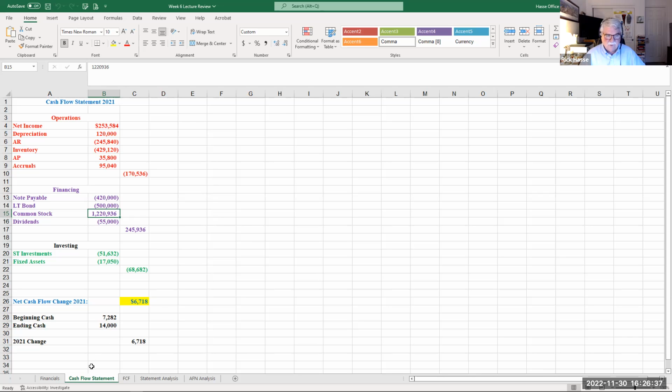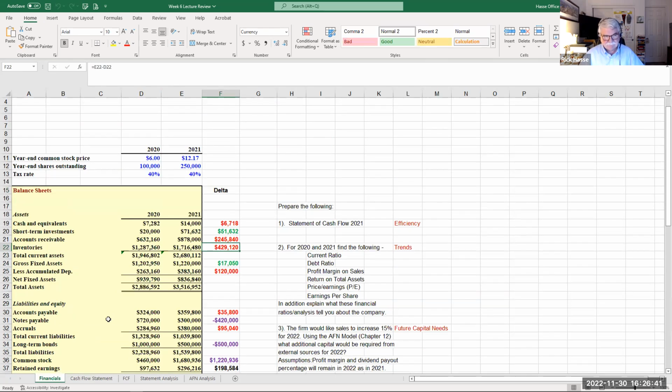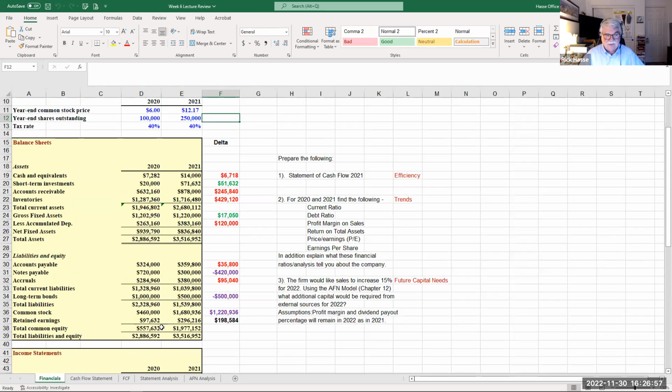And what did they do with this? Well, let's go back to the financial statements. Notice at the very top, in 2020, they had 100,000 shares of stock. In 2021, they had 250,000 shares of stock. So they increased their stock position in the market by 150,000. That generated $1.22 million of additional cash coming into the business. They issued 150,000 more shares of stock. That's additional cash coming in.